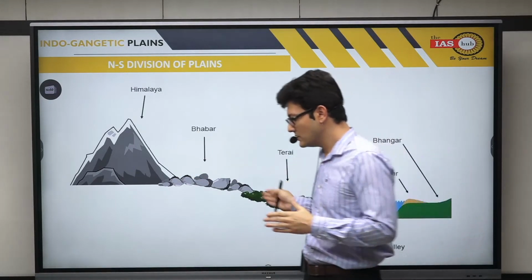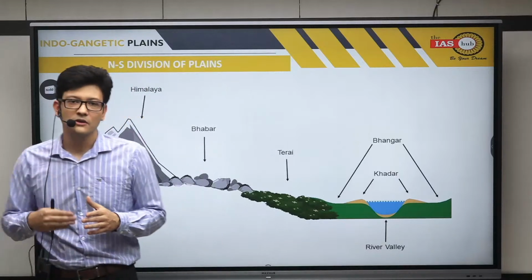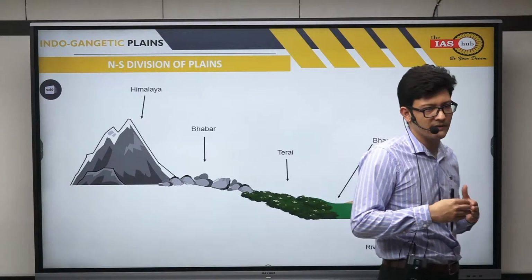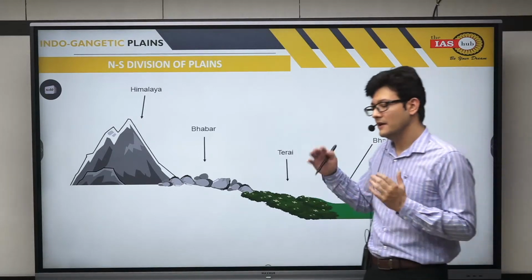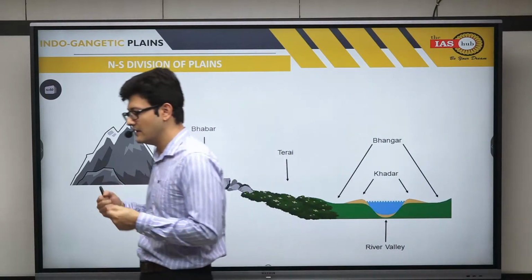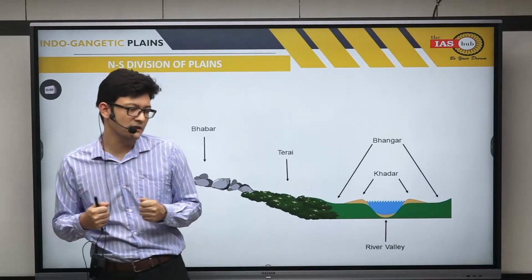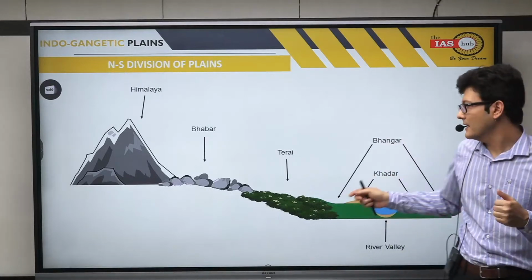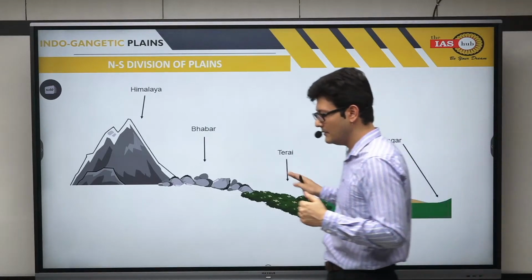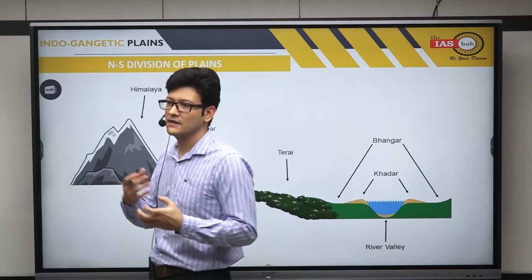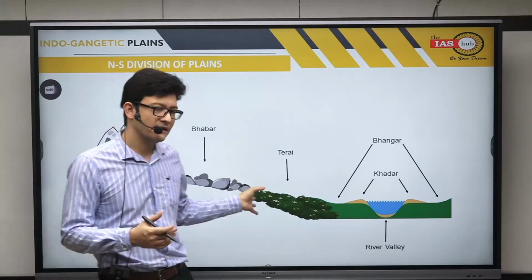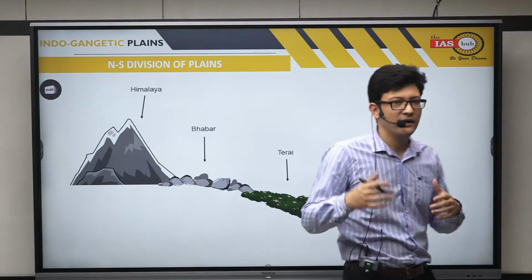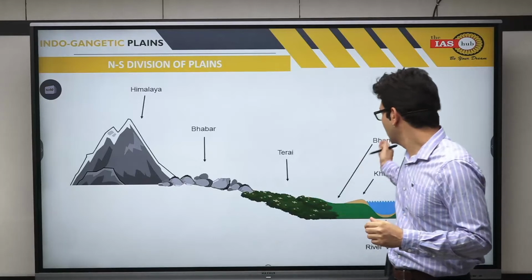Then if you move down in the southward direction from Bhabar, you will find the Terai region. The Terai region is basically the extended floodplain of a river, which was flooded in the initial period, or when excessive rainfall has happened in that particular region. The floodplain of the river has extended to its outer boundaries, and then it acts as a marshy plain. Here you will find bushes and other vegetation growing, and it is a very fertile region for agriculture also. Then if we move towards the southern part, we find the Bhangar plains.